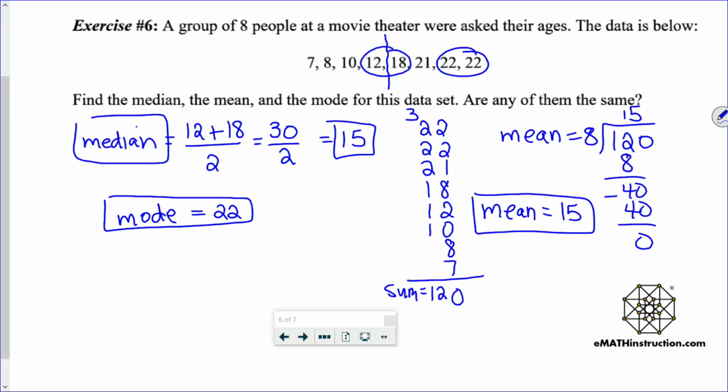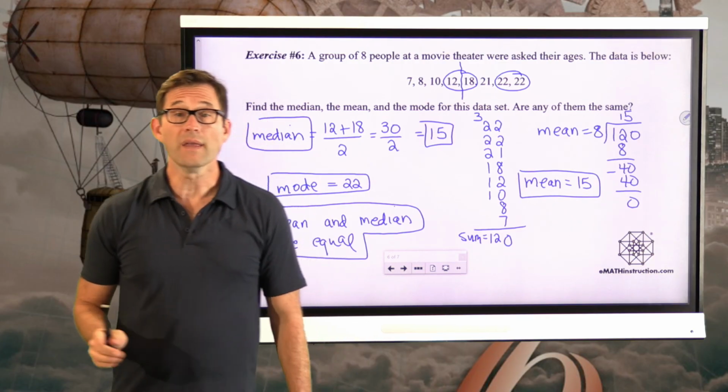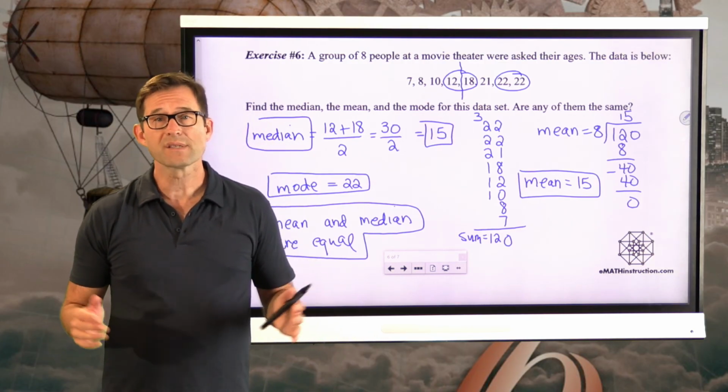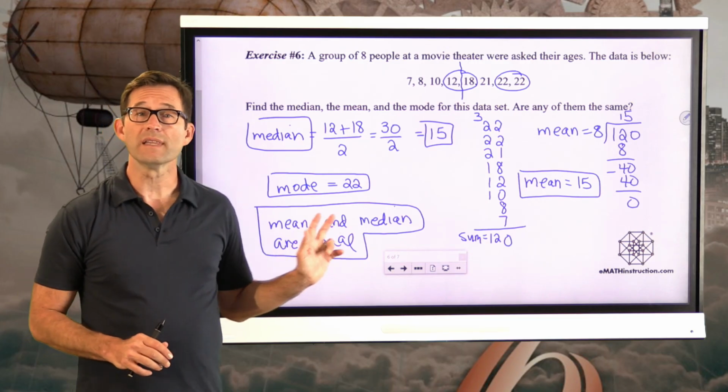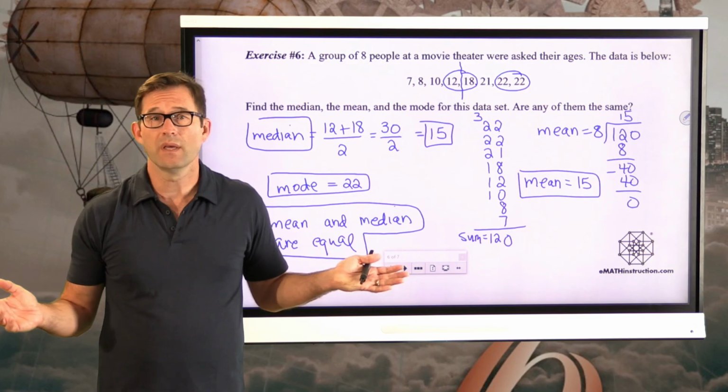Right? So the mean and median are equal. All right. There are occasions when all three can be equal. Honestly, the mode is probably the least interesting of all the measures, but sometimes it could be interesting.